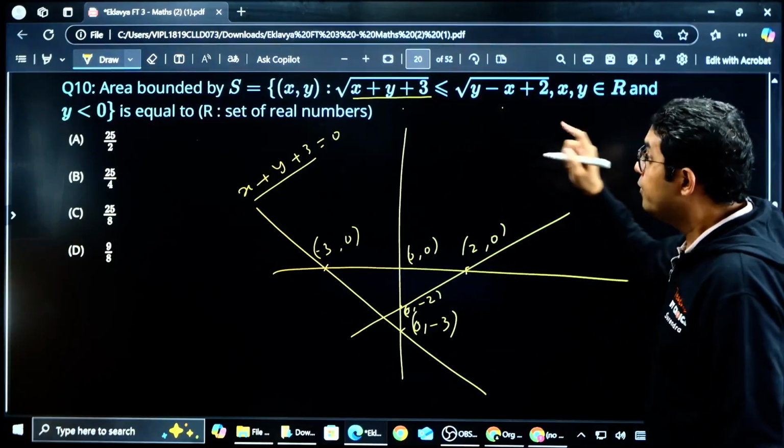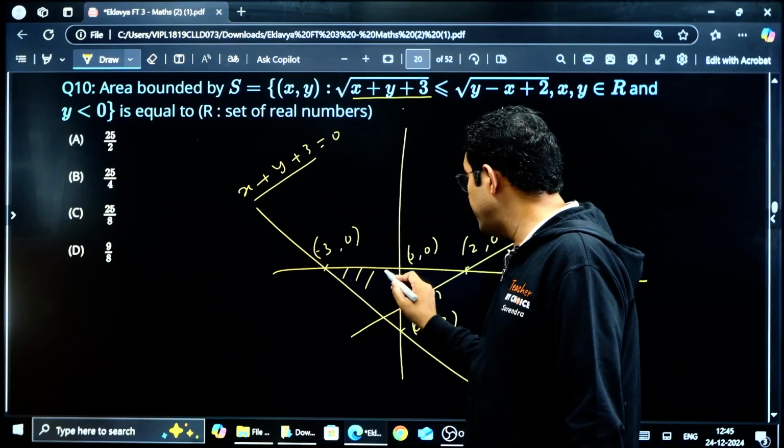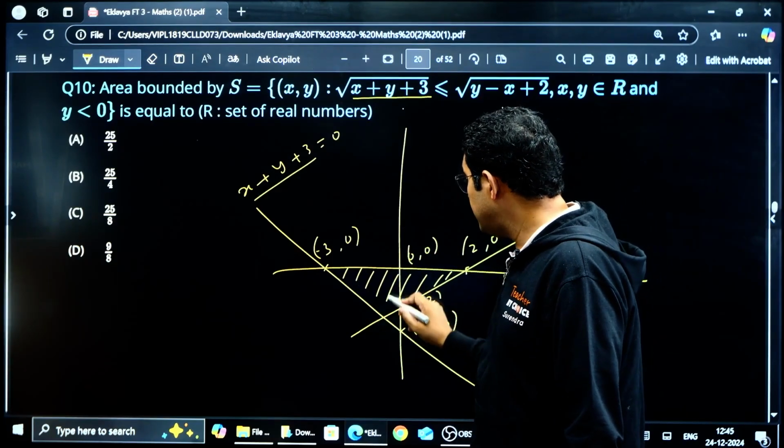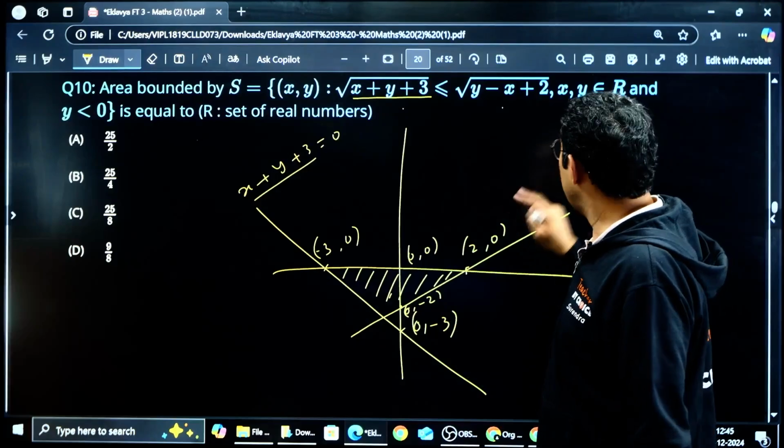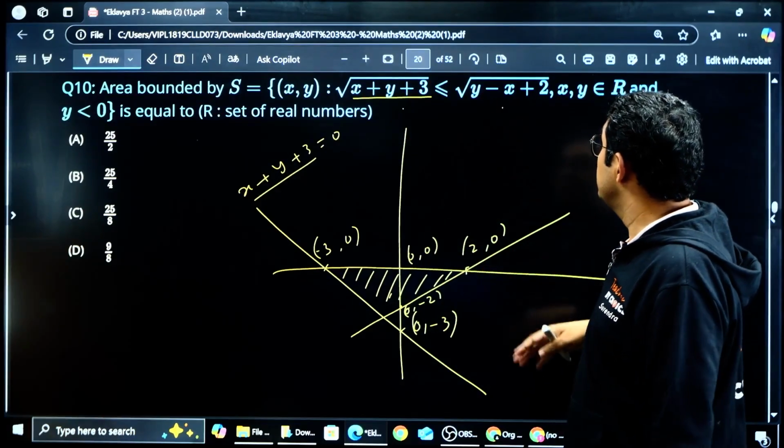And also we are given y negative. Y negative means it will be below the x-axis. So this is the region that is defined for y less than 0, where x plus y plus 3 is positive, y minus x plus 2 is also positive.